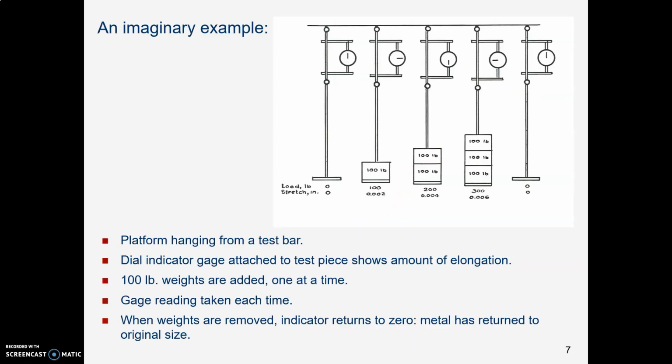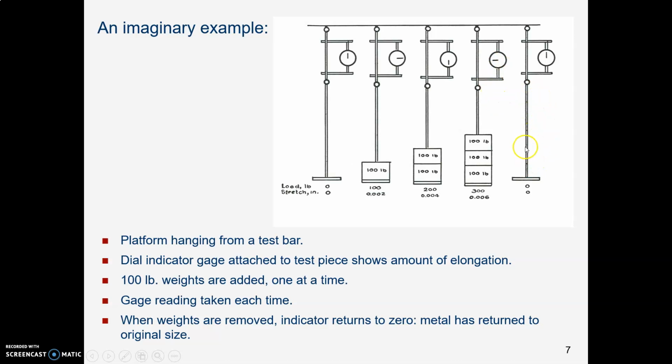Let's think about a couple of imaginary examples to work our way into this. So here's a platform, and there's a gauge up here that can measure how much this thing deforms, and we put 100 pounds on it, it stretches some. Double the amount, 200 pounds, it stretches twice as much. Put another weight on, 300 pounds, triple the load, it's triple the deformation.